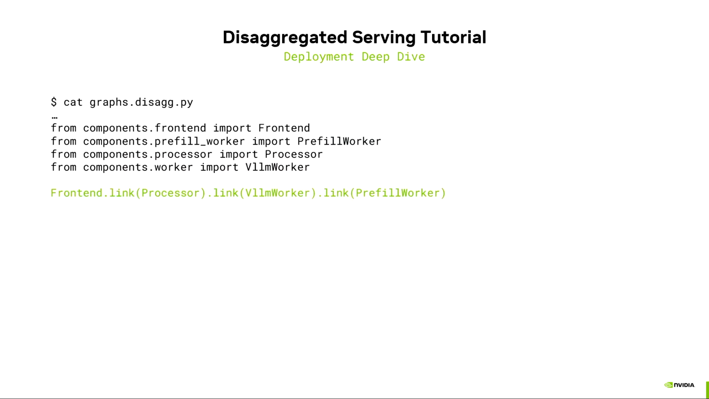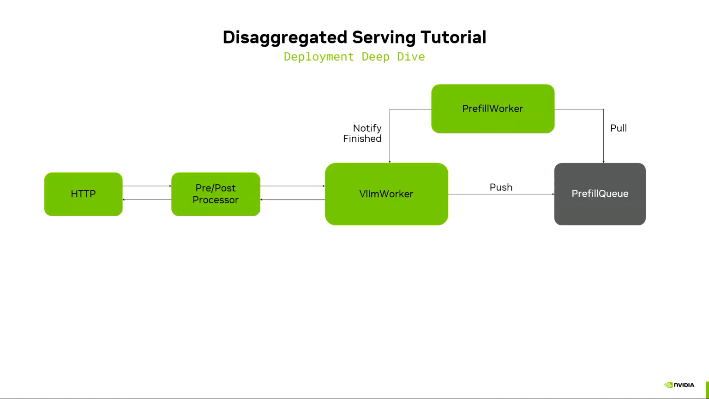Now let's do a deep dive into the graph that we provided to the Dynamo serve command. We see a front end which links to a processor, which links to a VLLM worker, which links to a prefill worker. So how Dynamo sees this is as follows. HTTP here is the API server, which Neelay was mentioning. Then we have another process for pre and post processing, which tokenizes and detokenizes the requests. Right now, for disaggregated serving, it will talk to the VLLM worker. The VLLM worker decides whether it needs to run a remote prefill, and the same thing is summarized here.